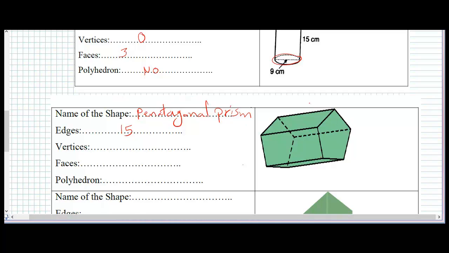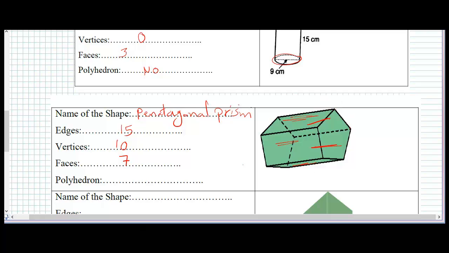How many vertices? We have 1, 2, 3, 4, 5, and 1, 2, 3, 4, 5. 5 and 5 means 10. How many faces do we have here? We have two bases, and in the sides we have 1, 2, 3, 4 here and 5 here in the back. So 5 and 2 bases mean 7 faces.